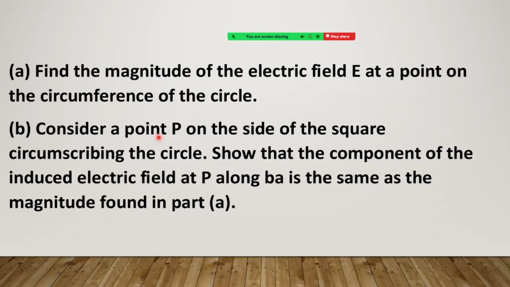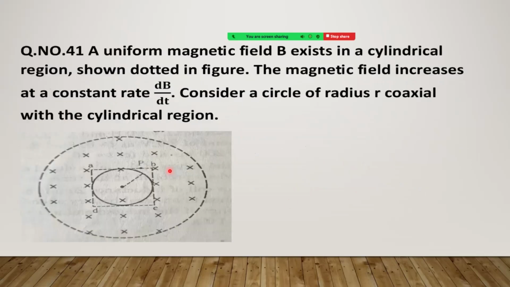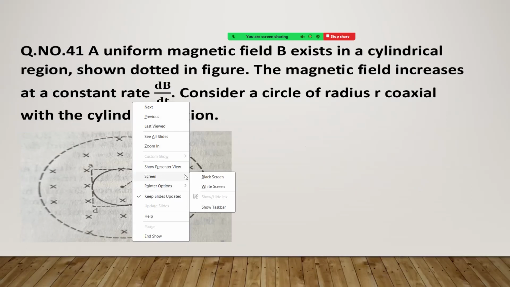Consider a point P on the side of the square circumscribing the circle. Show that the component of the induced electric field at P along BA is the same as the magnitude found in part A. So this question is taken from H.C. Verma. Let us see how to start.